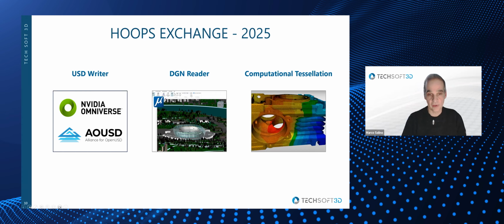Another major project that we worked on last year is what we call the computational tessellation. You might have seen this last year or in other presentations. To give a bit of context, Exchange can generate two types of tessellation when importing data, standard and accurate. Standard tessellation is the most widely used. It works great for fast conversions and general purposes like visualization or manipulation of parts.